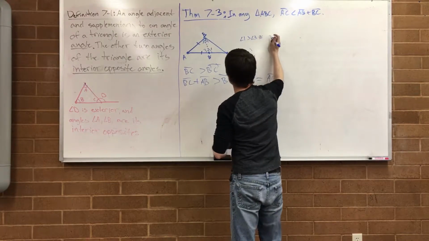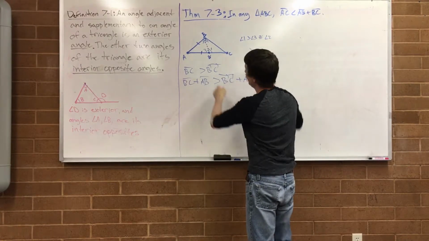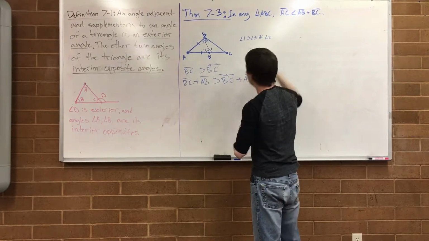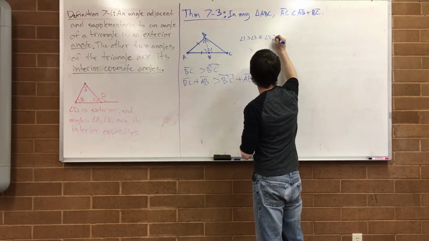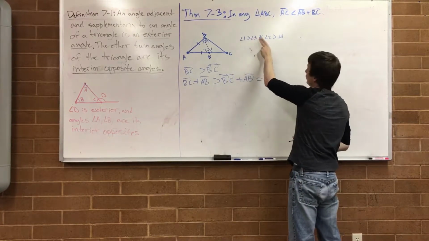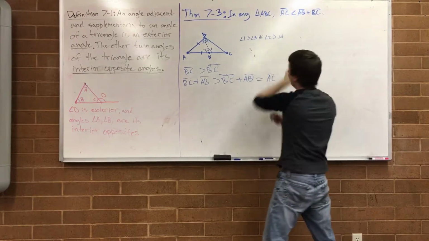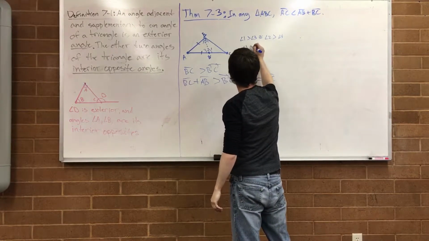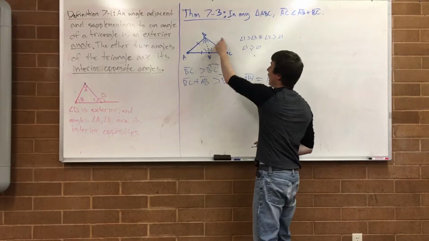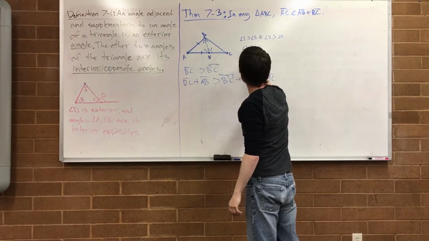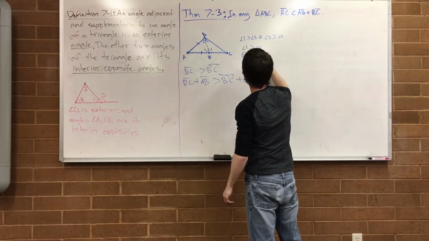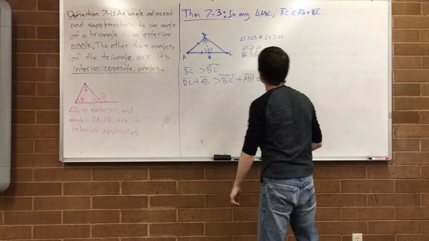Angle 3 is congruent to angle 2. And angle 2 is the exterior angle to angle 4, so angle 2 is greater than angle 4. So we have angle 1 is greater than angle 3, which is congruent to angle 2, which is greater than angle 4. Or in other words, angle 1 is greater than angle 4. Which means that the side opposite angle 1, BC, is greater than the side opposite angle 4, B prime C. Pictures lie.